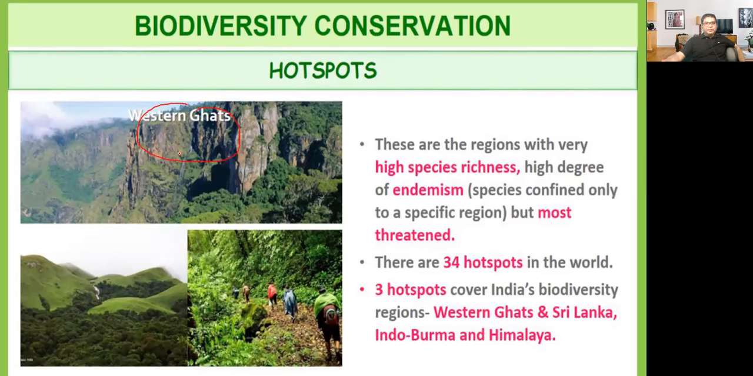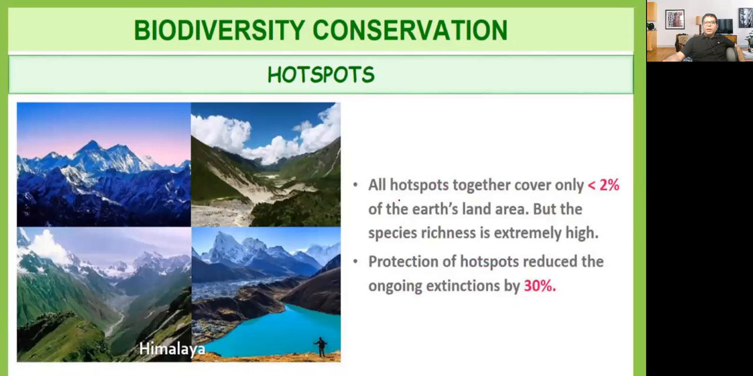These are the Western Ghats. These are the regions where all hot spots are. This is Himalaya. These are also hot spots. All hot spots together cover less than 2% of the Earth's land area, but the species richness is extremely high. Protection of hotspots reduces the ongoing extinction by 30%.